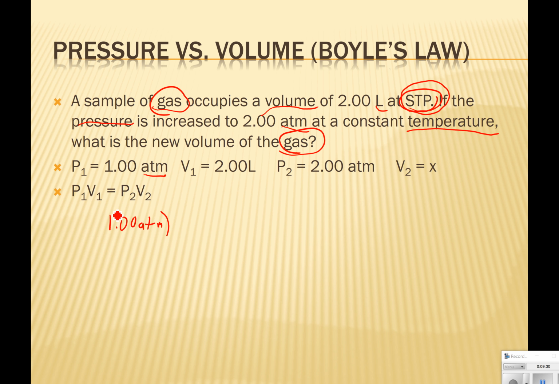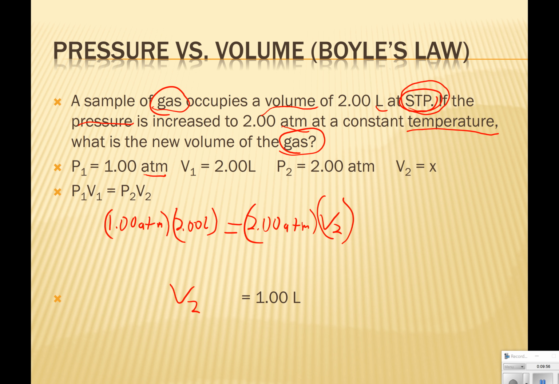keeping our significant figures. And our new pressure changes to 2 atmospheres. And we're going to solve for our V2. We can call that X or V2 or whatever you'd like there. And our volume, after we plug in there and isolate the V2, comes out to a new volume of 1.00 liters. So we saw a 100% increase in our pressure, and we saw our volume get cut in half. So that holds true with our inverse relationship.